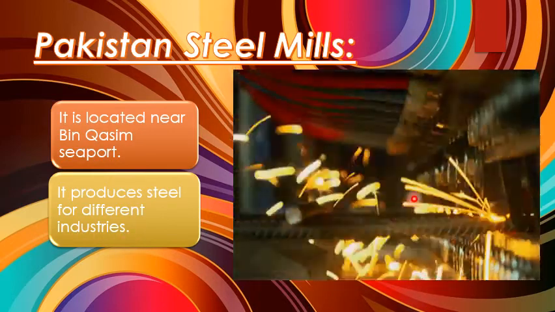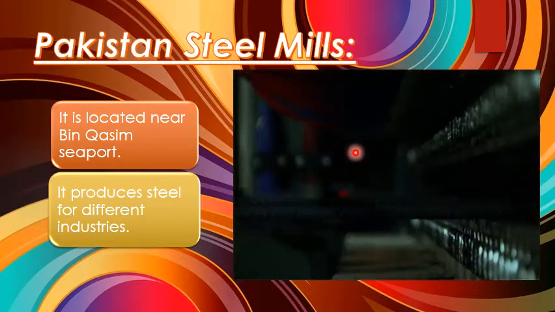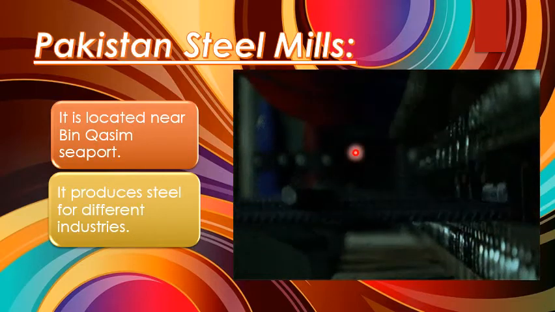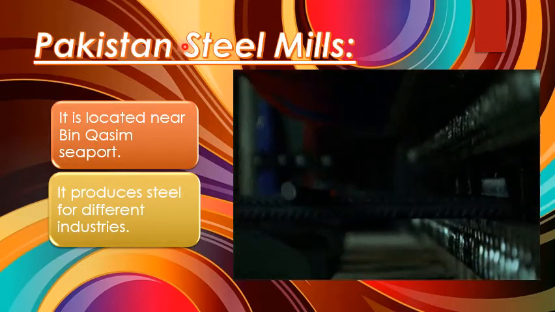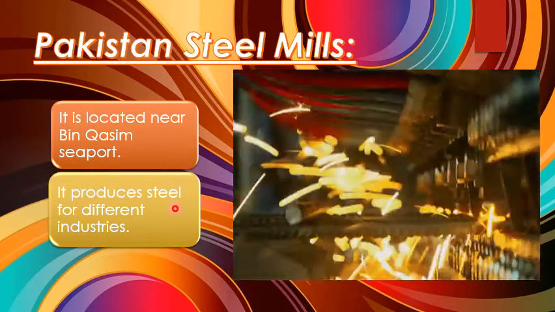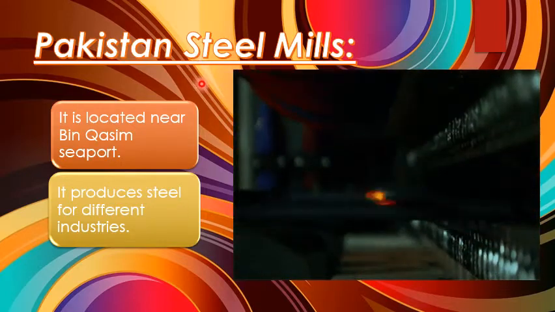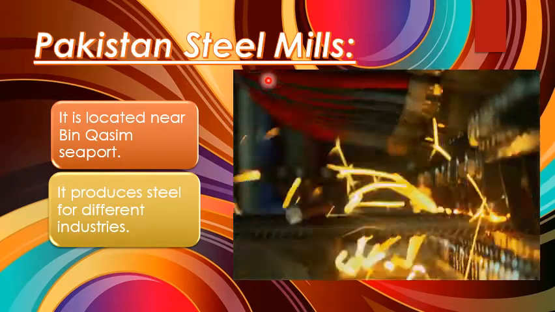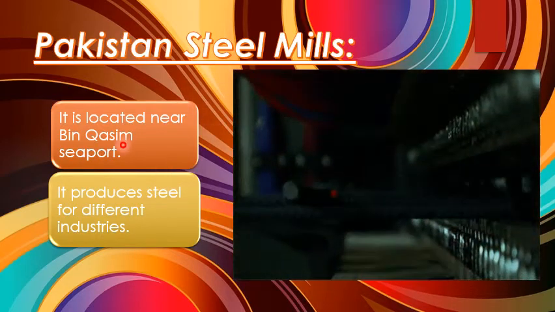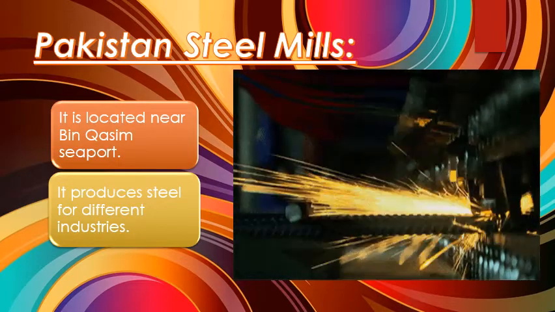And this is how the steel is made. So, from heavy industries of Pakistan, steel mills is the one, and it produces steel which is used by many of the rest of the industries of Pakistan. Okay, steel is produced here on a large scale, which is provided to different industries, and it is in Karachi near Bin Qasim seaport.